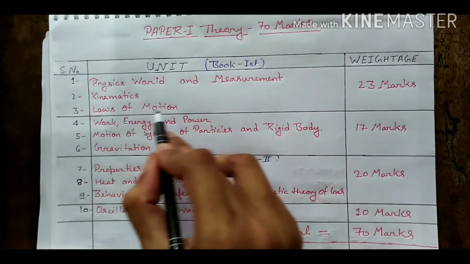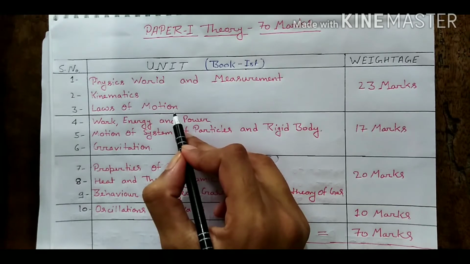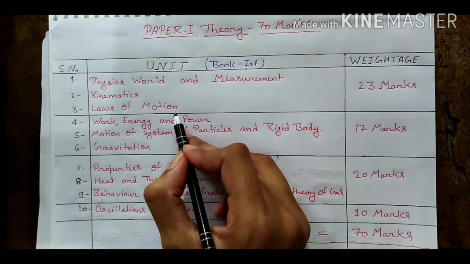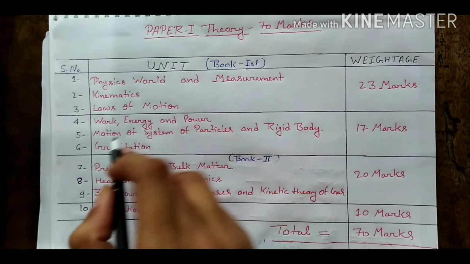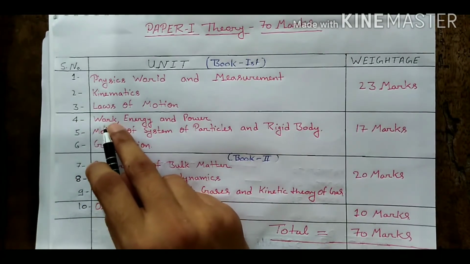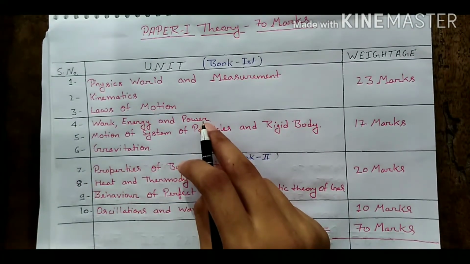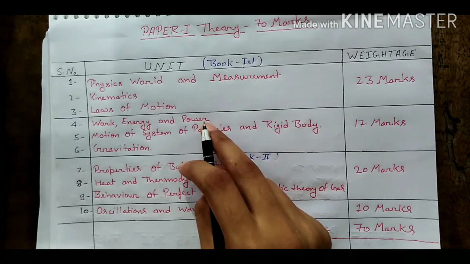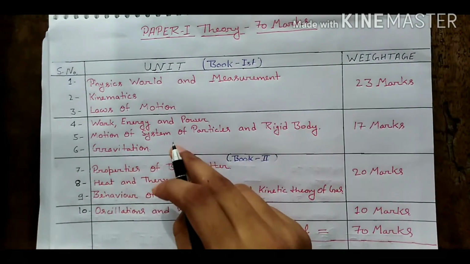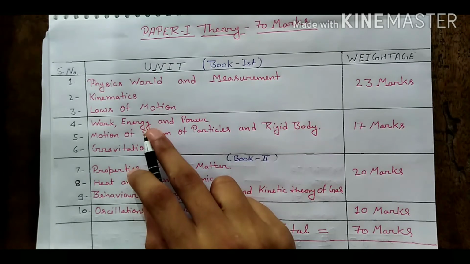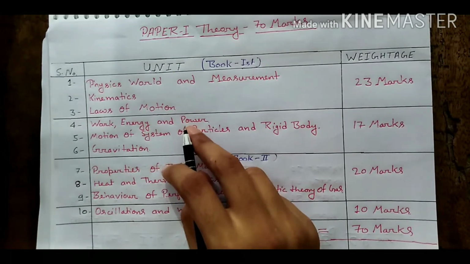And the third unit is laws of motion. In laws of motion, we will study Newton's laws of motion, concept of inertia and friction, uniform circular motion. And unit 4, work, energy and power. In work, energy and power, students, we will study work, types of work, and dimension and units of work, nature of work, and energy, types of energy, kinetic energy, work energy theorem, power, collision, etc.